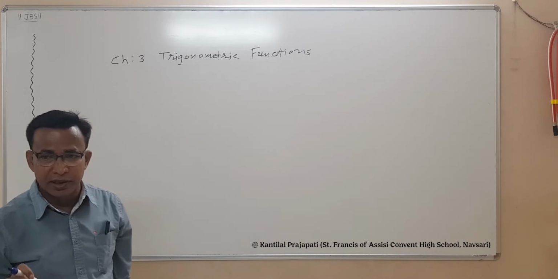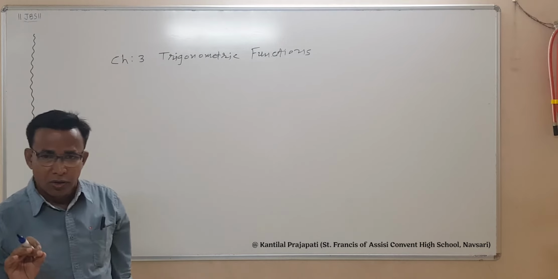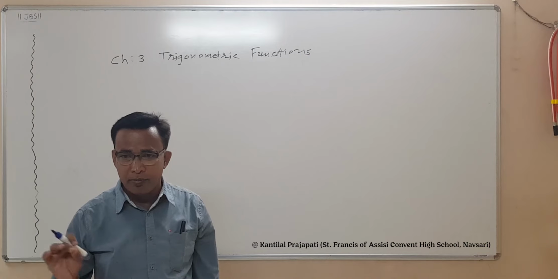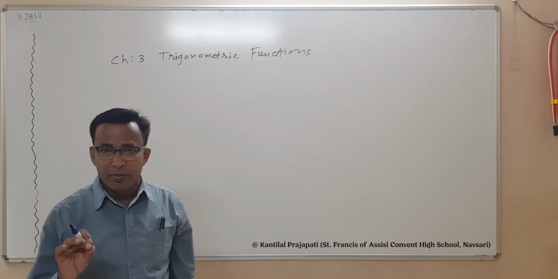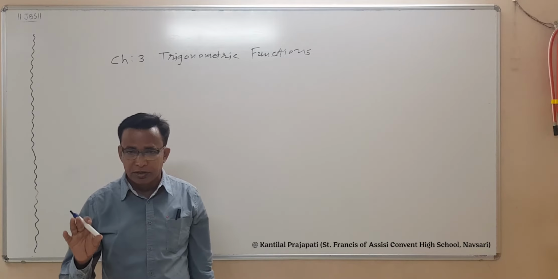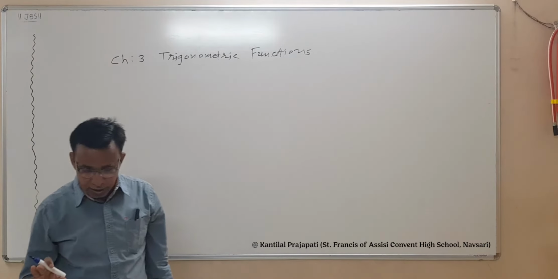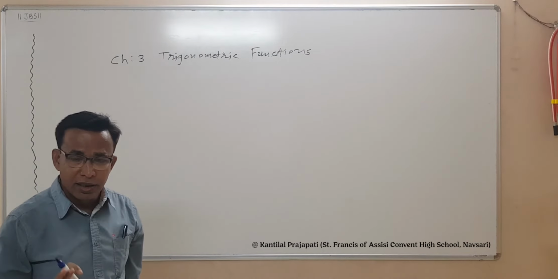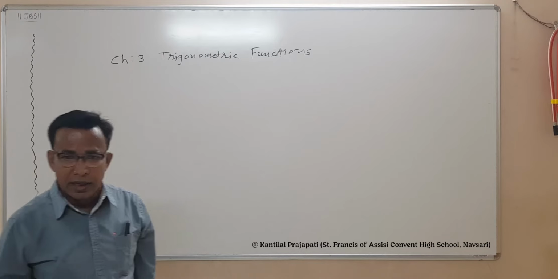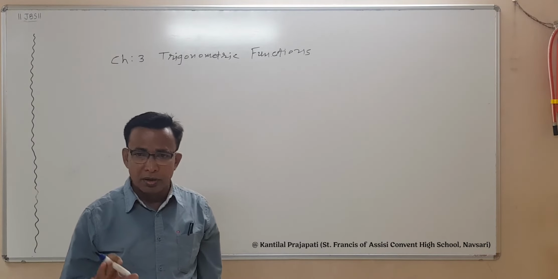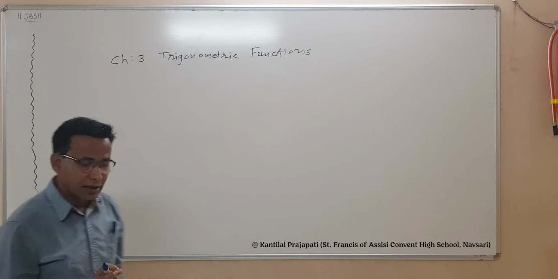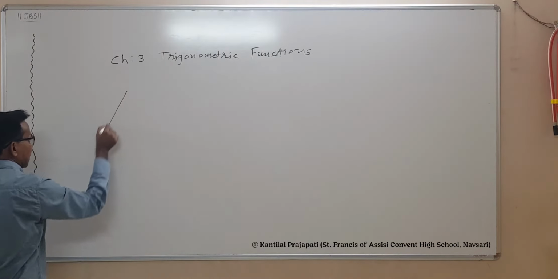The word trigonometric is obtained from the Greek words trigon and metron. The meaning of this is the measure of length of side of a triangle. In earlier classes you have studied the trigonometric ratio as a ratio of the length of sides of an acute right angle triangle. Like this, we draw a triangle here.